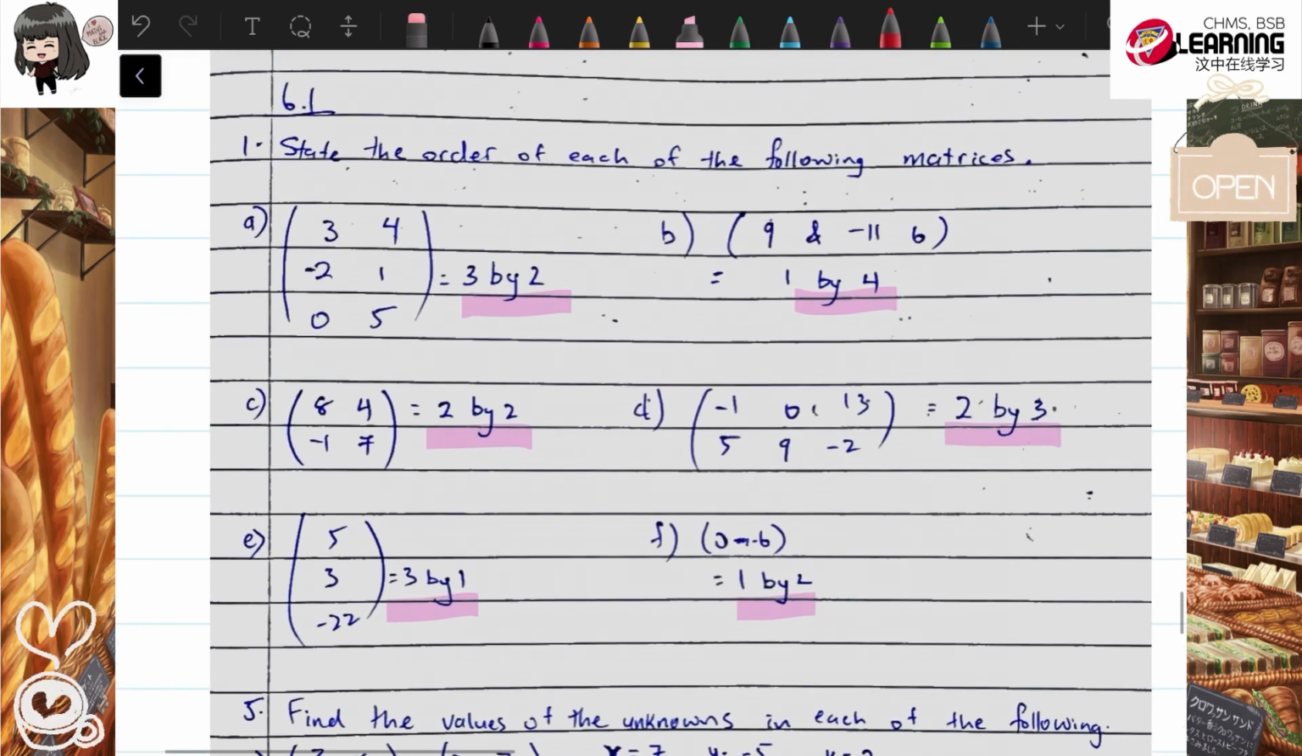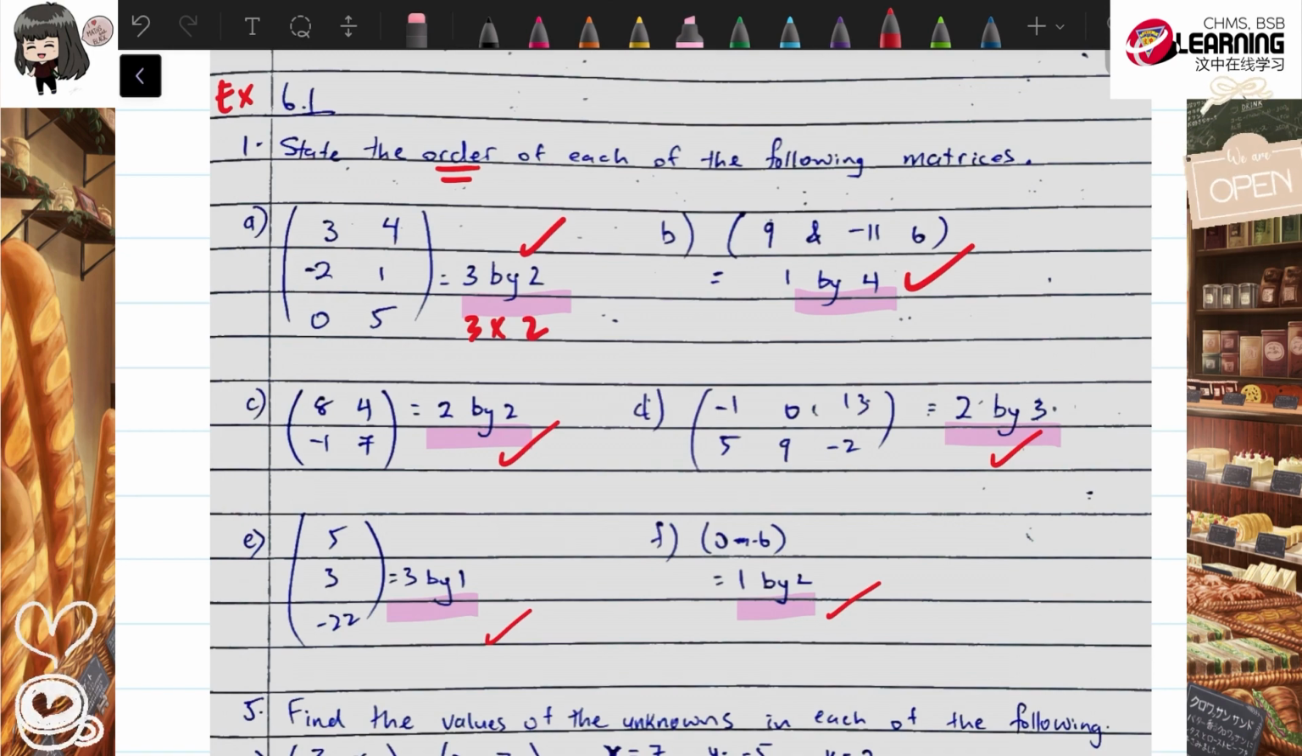Let's check the answer for exercise 6.1, number 1A. For the answer you need to state the order, right? So the order is 3 by 2, or if you write 3 with the times sign, 2, also acceptable. This means 3 by 2, by the way. So 1 by 4 for B, and the same for C, D, E, and F. Please tick your answer, and if it's wrong, please use a red pen to correct it.